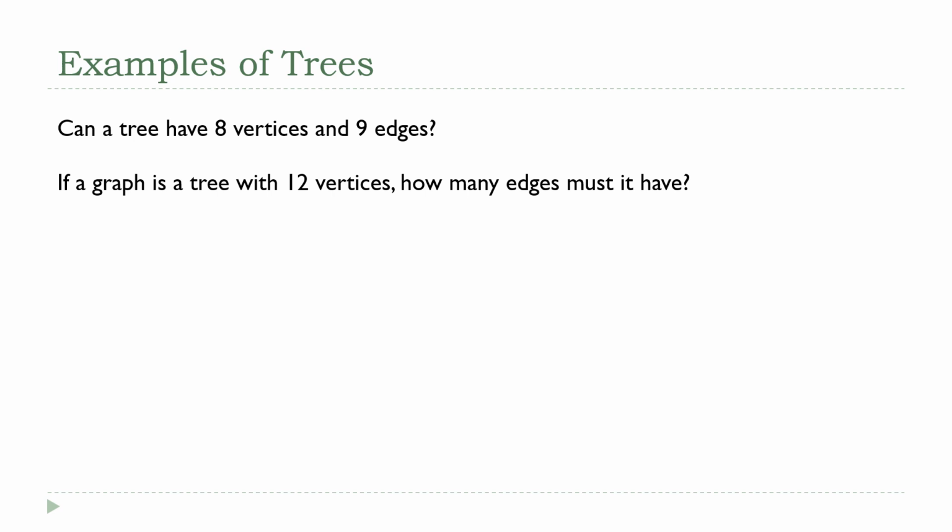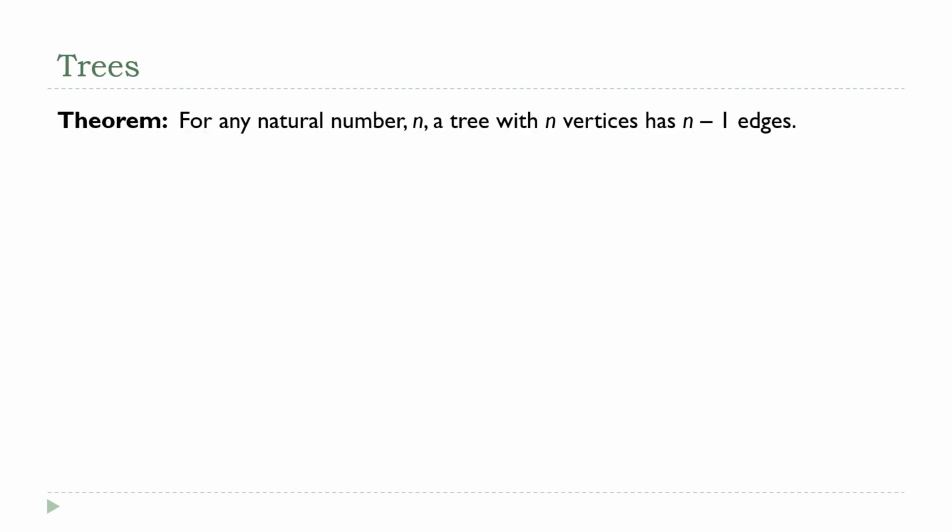Okay, so let's see if we can prove this. We're going to start with the conditional here. We're going to assume that we have a tree and that it has n vertices, and I want to show that it has n minus 1 edges. We're going to do this by induction. Let my statement P of n be: a tree with n vertices has n minus 1 edges. Now the base case is going to be a tree with 1 vertex.